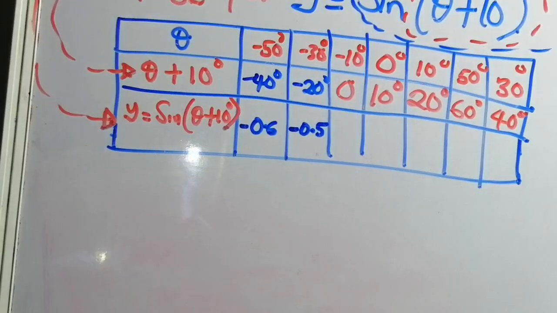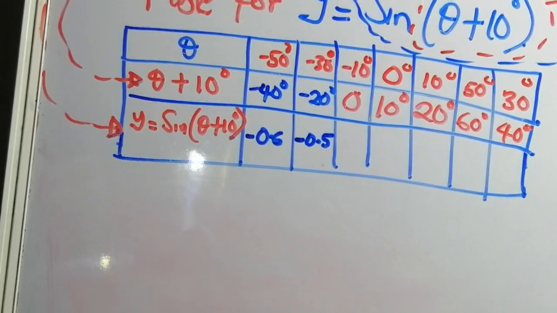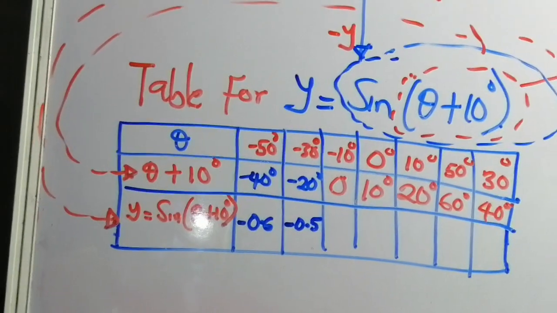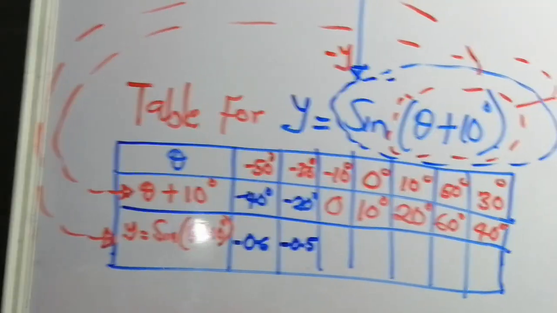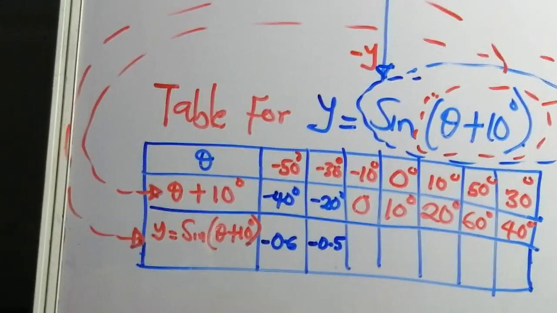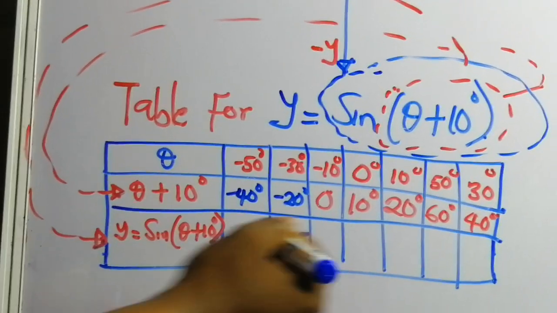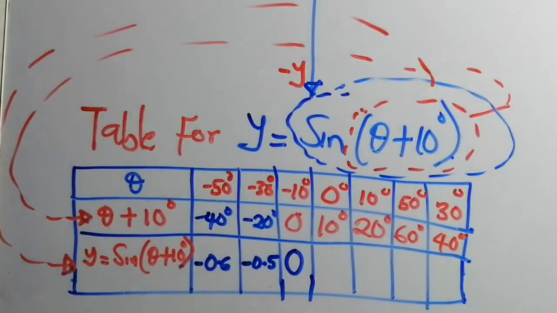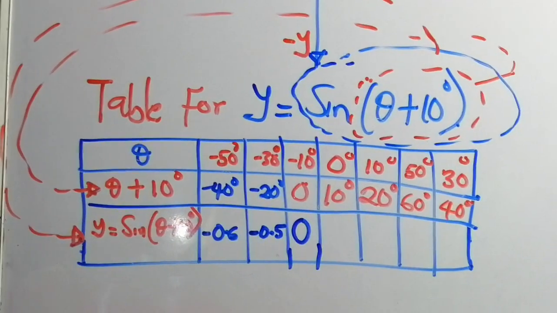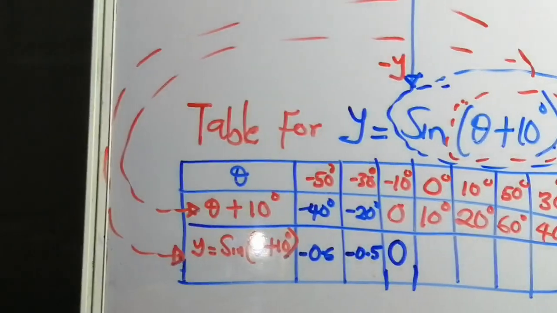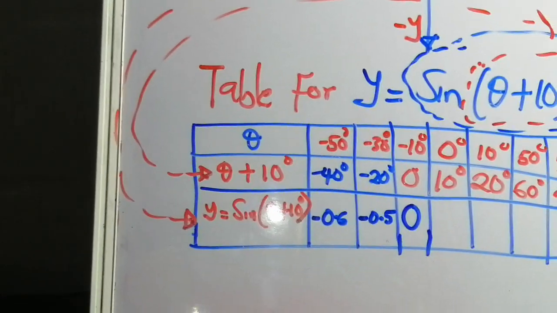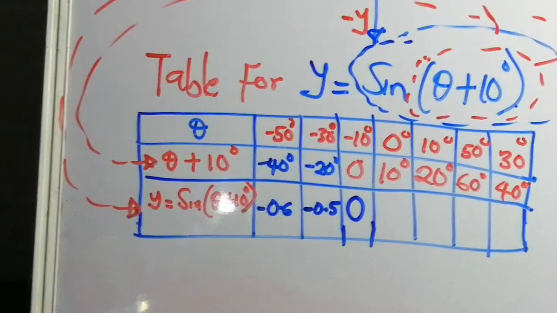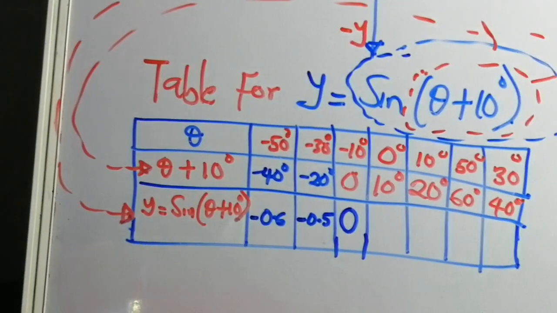So sine 0, if you press your calculator very well, will still be 0. Press your calculator, you will get that. So the next one is sine 10 degrees. We've not done the one for sine 10 degrees.